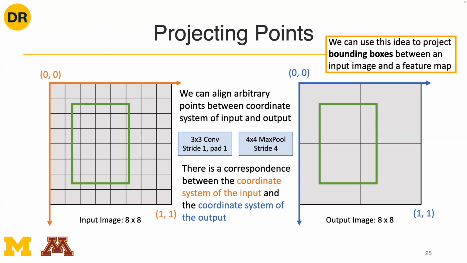Yeah, so the question was, if you have an input, in this case the input's 8 by 8, and because we have a 4 by 4 max pool, the output is 2 by 2, won't essentially any bounding box in the input give you a bounding box covering all the 2 by 2 features in the output?